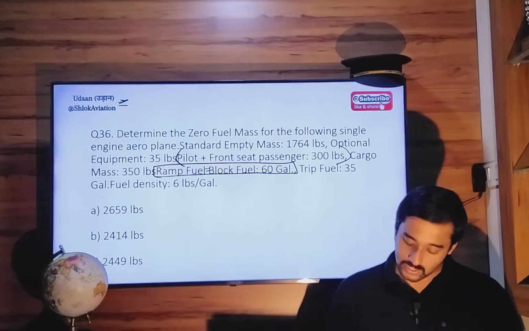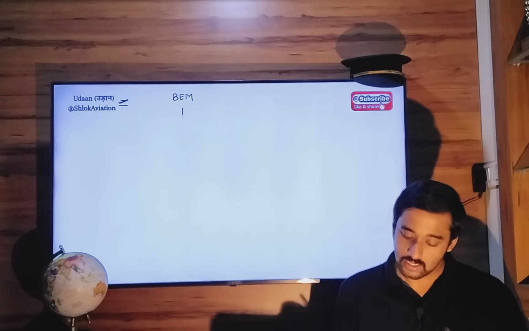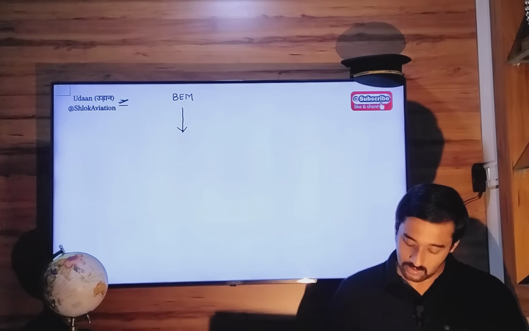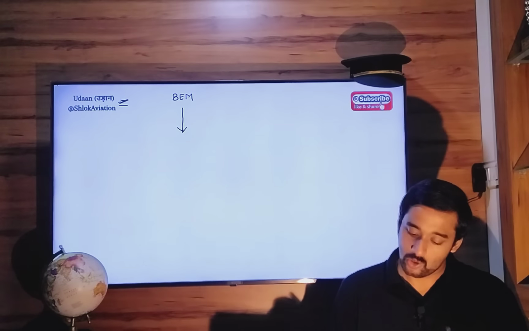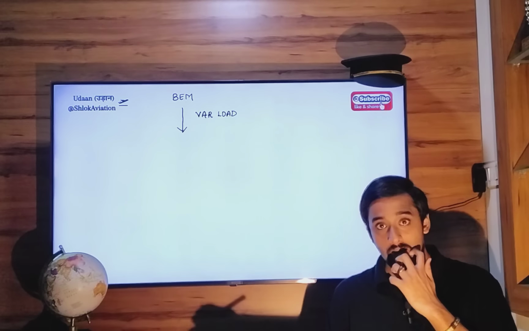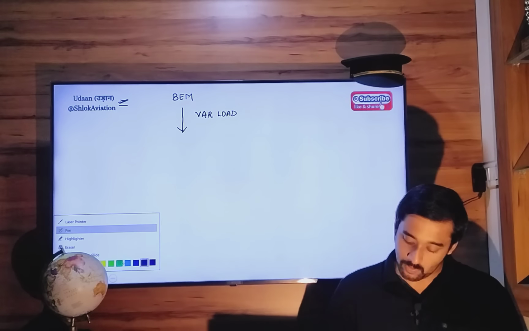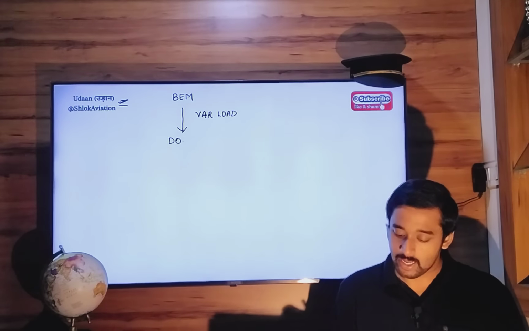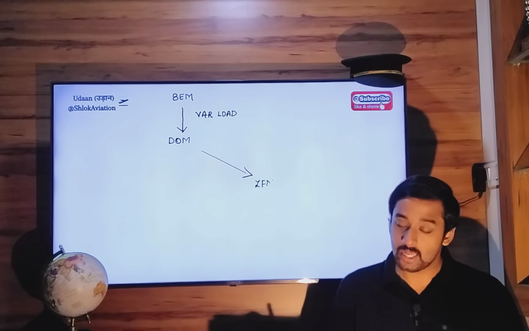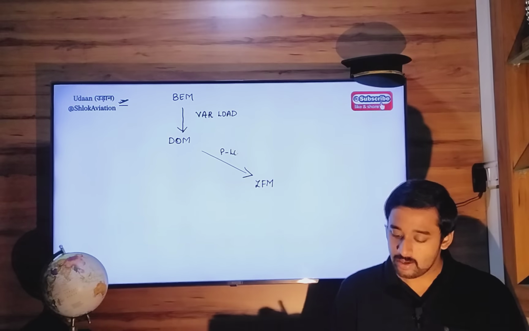Now what is zero fuel mass? So your weights start like this. Your basic empty mass or standard empty mass plus variable load. Variable load means your crew, the baggage, the standard equipment, and all that. So when you add this to basic empty mass, you get dry operating mass. Next, from dry operating mass, you will get zero fuel mass when you add payload.